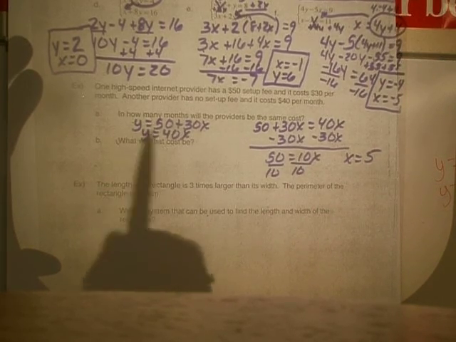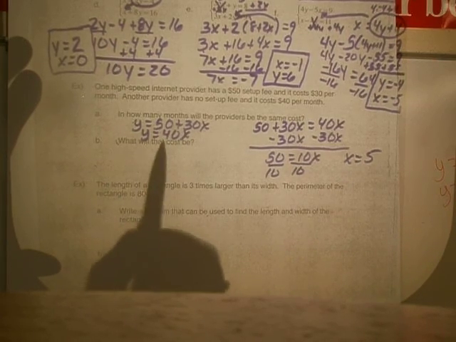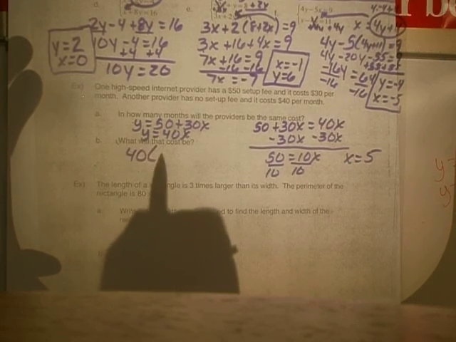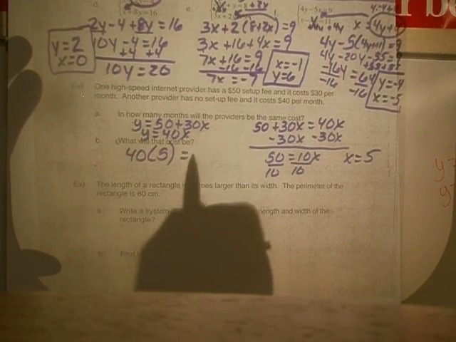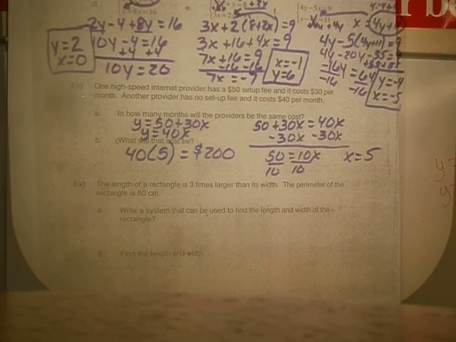The second part of that is what will that cost be? And you can put that x into any of these equations. I'm going to do y equals 40x. And if you do 40 times 5, you will have paid $200 in those fees.